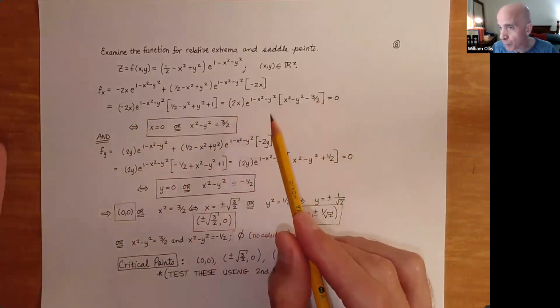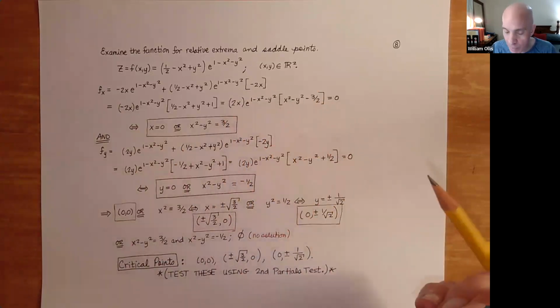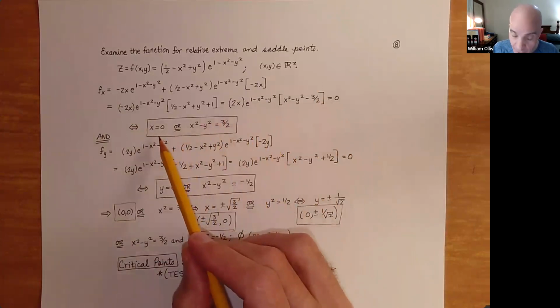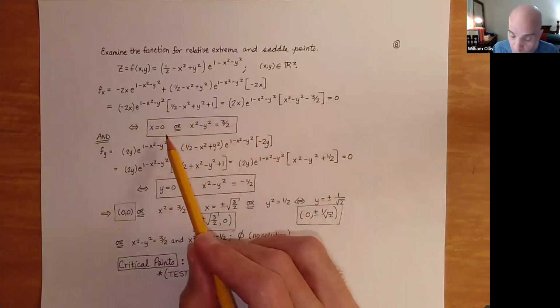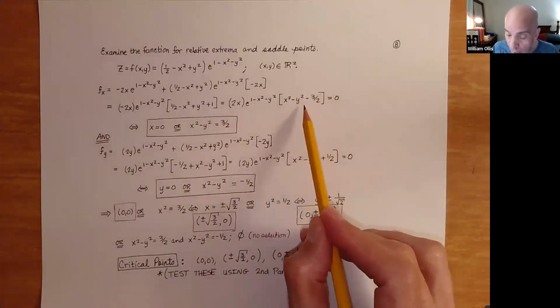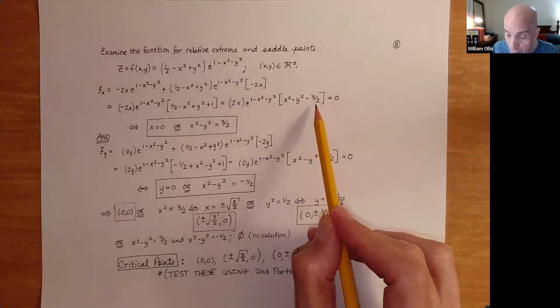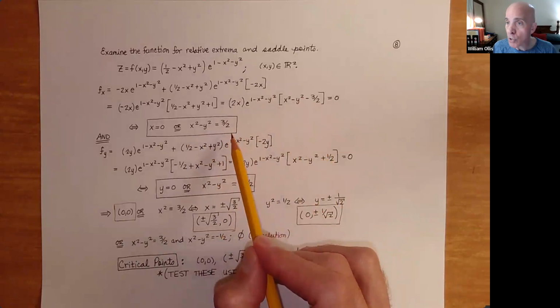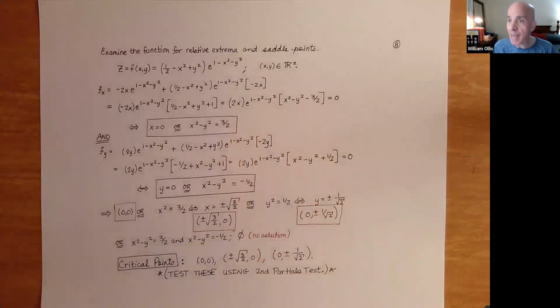Of course, you learned that in pre-cal when you didn't know very much. And then, of course, 2x can be 0 if and only if x is 0. And then, of course, this polynomial in x and y can be 0 if and only if x squared minus y squared equals 3/2. So again, simple analysis, 0 product. We have 2 possibilities with the fx equals 0 equation.